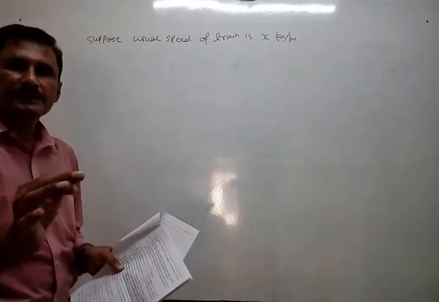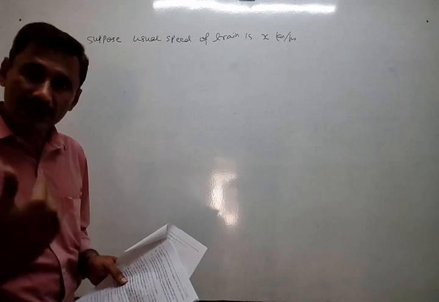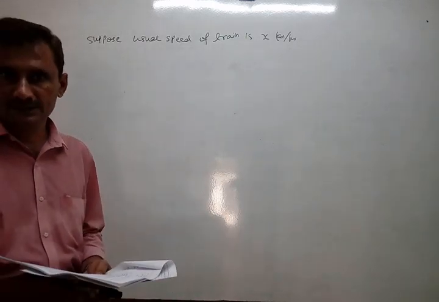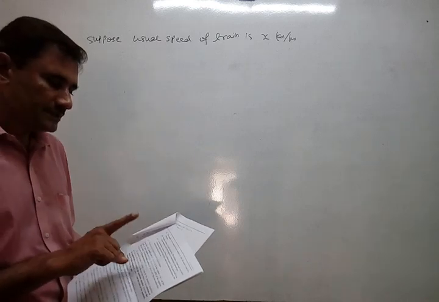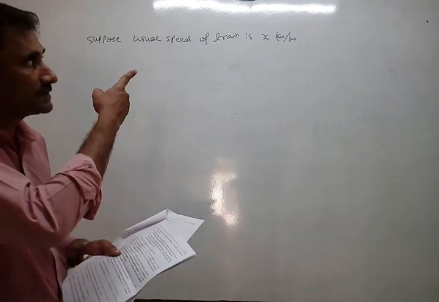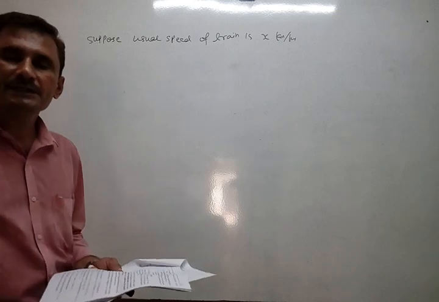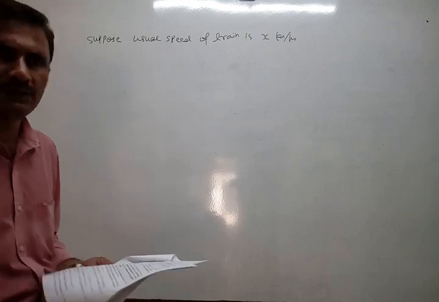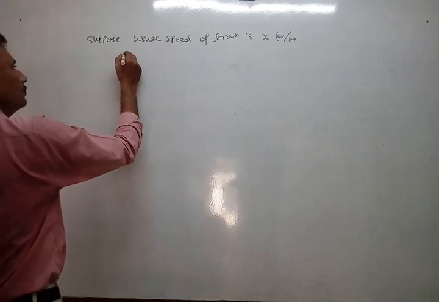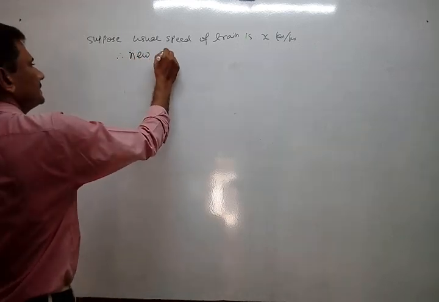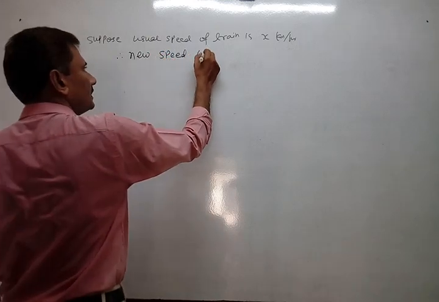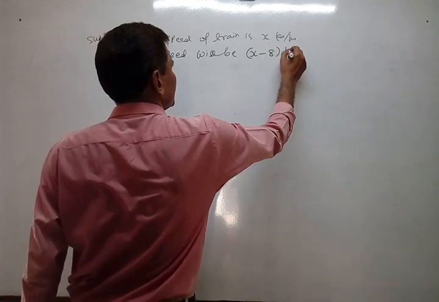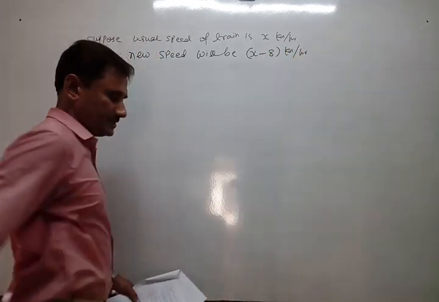Now, in the second step, it is clearly given that on the second day or later on, speed decreases. How much? 8 km per hour. So obviously, the new speed will be x minus 8. We call it the new speed. New speed means either increased or decreased, whatever the change. Therefore, the new speed here will be x minus 8. It is given that it is decreased by 8.